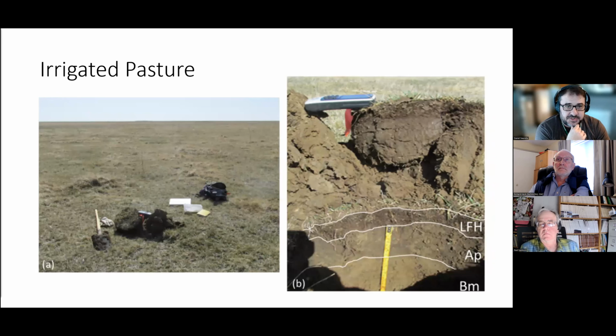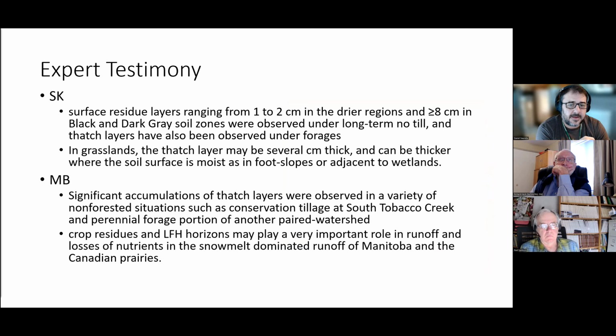A pretty thick LFH horizon here as well, at least what they're defining as an LFH in an irrigated pasture system. This as well as in Alberta. And so if we keep going west to east, you'll see that Saskatchewan, Manitoba as well. People that were interviewed confirmed the presence of LFH outside of forested areas and in the agricultural land use systems.